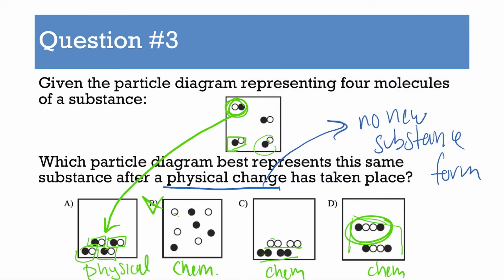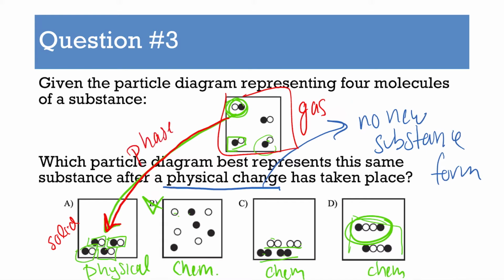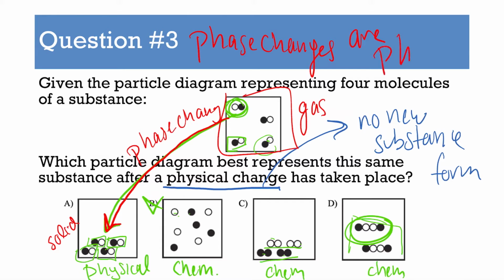Now, in this original box, we have the compounds in the gas form, but in choice A, they are now in their solid form. So this was a phase change. And remember, all phase changes are physical changes, because you have P for physical, P for phase.